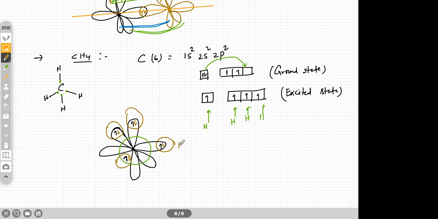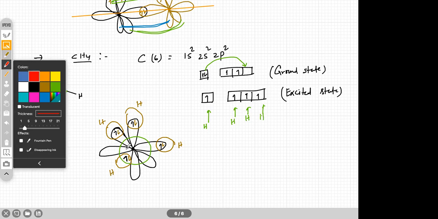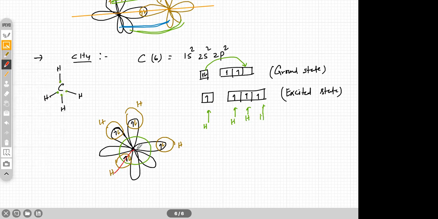Right? So it is hydrogen, hydrogen, and hydrogen. All these are axial or lateral. Do we have any lateral overlapping here? No, we do not, because we can always draw an internuclear axis like this. So all these are axial overlapping.